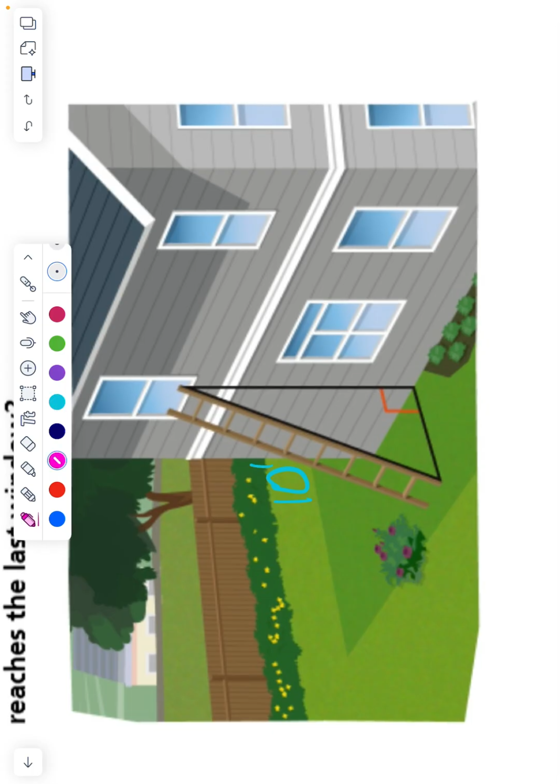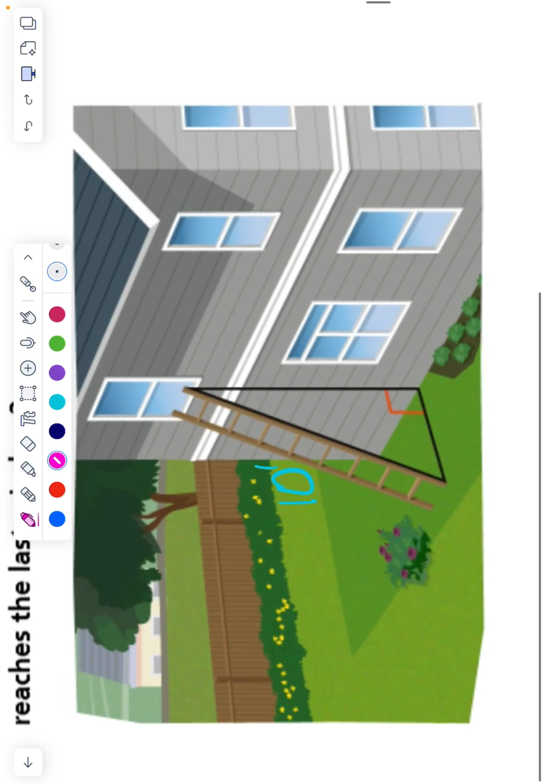The ladder doesn't change length, right? So that's, yeah, there we go, HL. Because the ladder is the hypotenuse, and then one of the legs, if you keep it the same distance from the house, the other leg will be congruent because of HL triangle congruence. Look where he stuck the ladder. Is that a good idea?